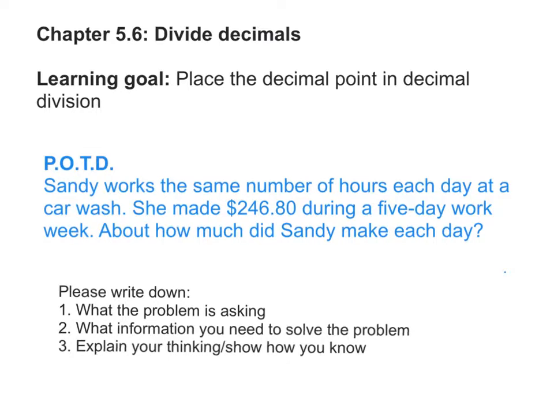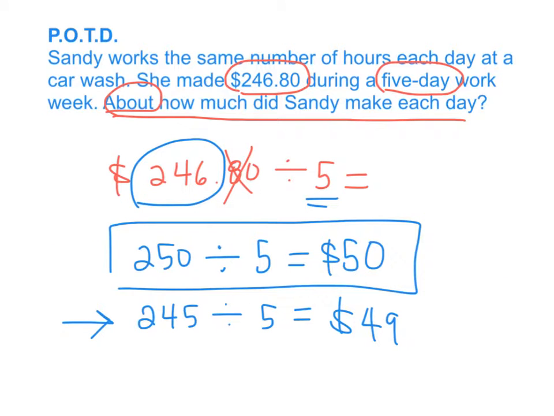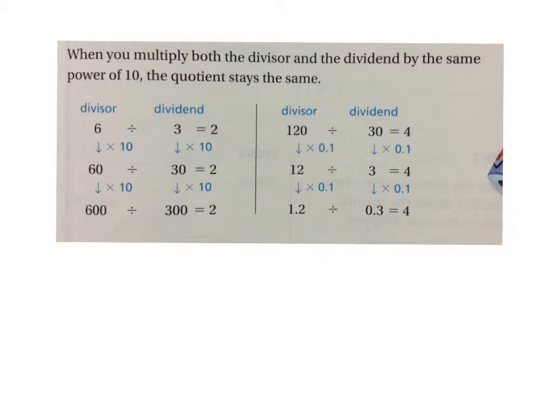Your learning goal for today is to be able to know how to place the decimal point in decimal division. So after you're done dividing, where do you put the decimal point? Okay? We're going to explore that a little bit today. The first thing you need to know and to write down in your notebook is that when you multiply both the divisor and the dividend by the same power of 10, the quotient, or the answer, always stays the same.